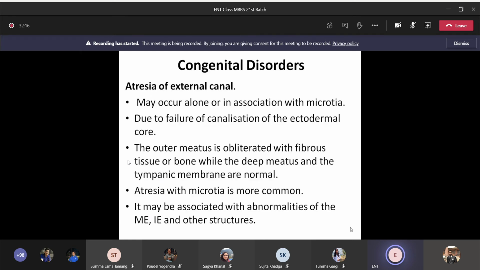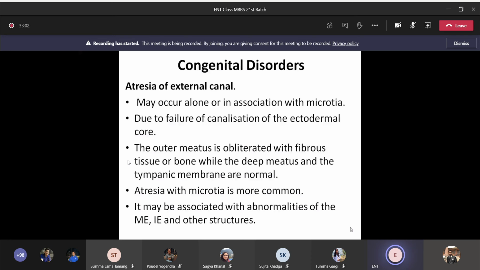First, congenital disorders. The atresia of external canal. As the name suggests, atresia means absence of canal or narrow canal. It may occur alone or in association with microtia. It is due to the failure of canalization of the ectodermal pore. The outer meatus is obliterated with fibrous tissue or bone, while the deep meatus and the tympanic membrane are normal. Atresia with microtia is more common. It may be associated with abnormalities of the middle ear, inner ear, and other structures.